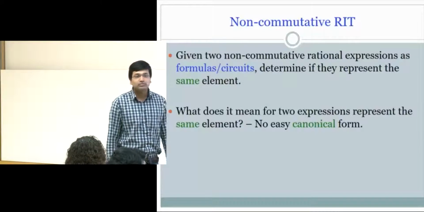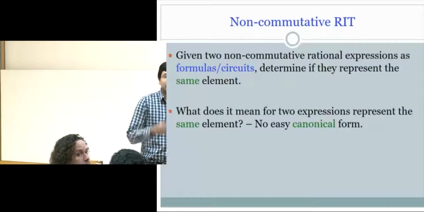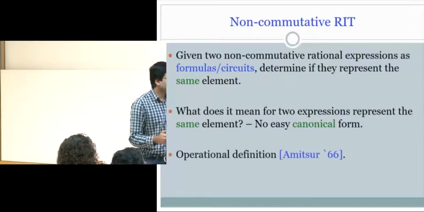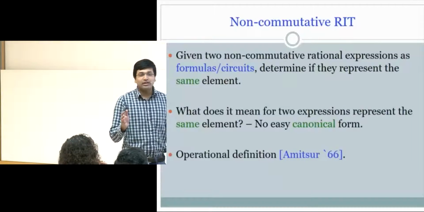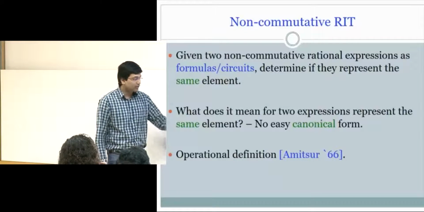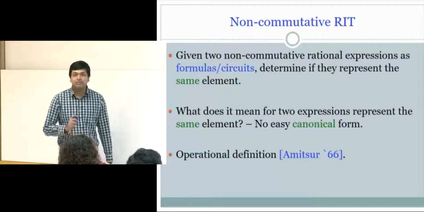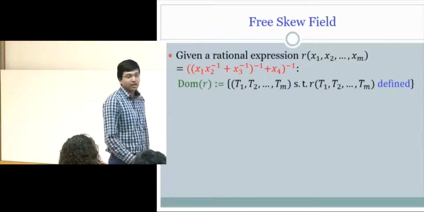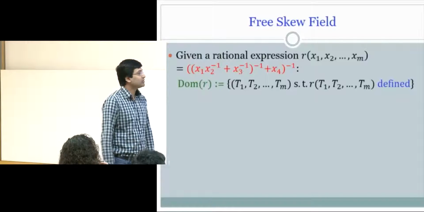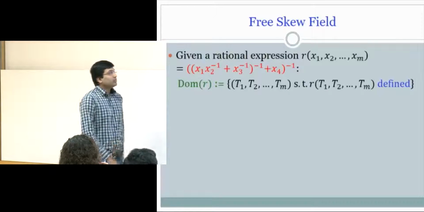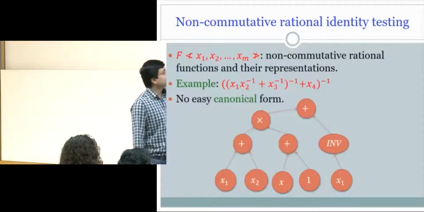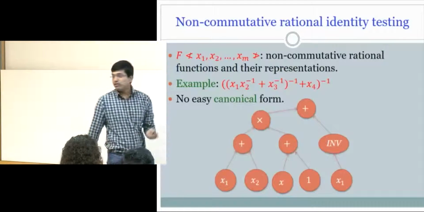Does it mean that if you put in huge enough matrices, they would give the same result? Yes, that's one definition. That's how Amitsur defined it in '66, and it turns out that's the right definition, and the one we're going to follow. As Ketan already pointed out, we'll plug in matrices for these non-commuting variables. Now I'm going to define what this thing really means. This is called the free skew field.